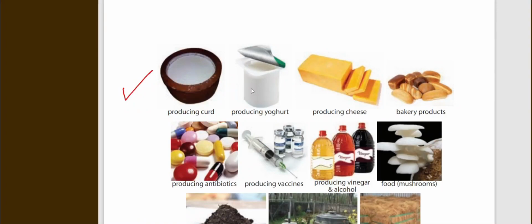Producing yogurt, that is dairy products, that is milk products. This is also a dairy product. Bakery products.